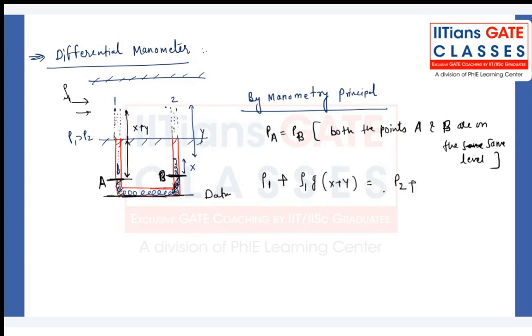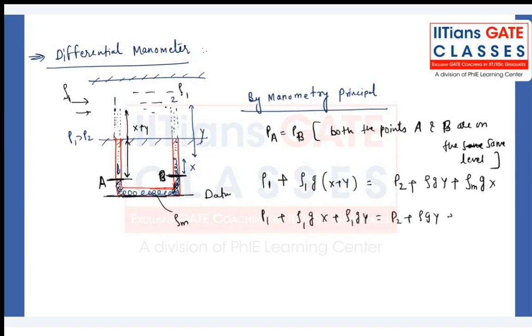P2 plus what can we write? Rho g Y plus rho of the manometric fluid, let's say rho M, g into small x, whatever the height of the manometric fluid which has been raised. See, these are the liquid which is there, because anyway the liquid will be rho 1 only, right? So what can we write from here? P1 plus rho 1 g into x plus rho 1 g into y equals P2 plus rho g y plus rho m g into x. So this will cancel out. Ultimately, P1 minus P2 will be rho m g into x minus rho 1 g into x.